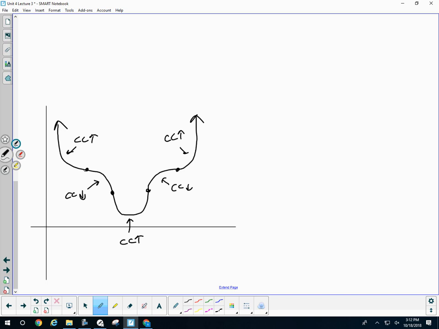Well, these points actually don't have concavity because it's a point where we are changing concavity. These are very interesting points that we call points of inflection, or POI for short. And POI stands for points of inflection.